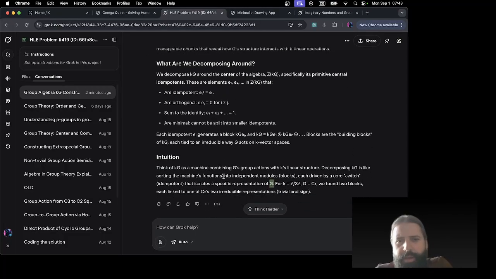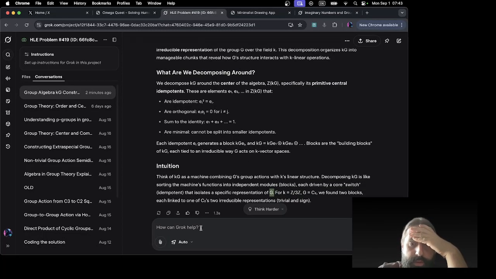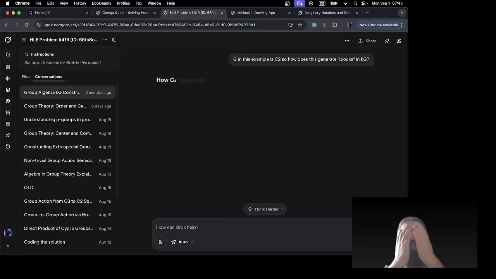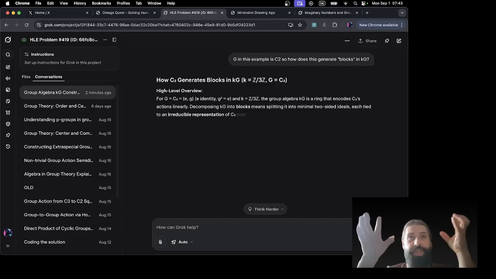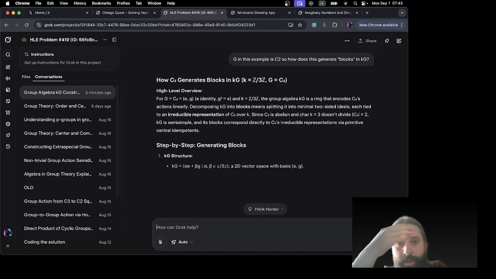This is where I get lost. So G in this case is C2. So how does this generate blocks in KG? Because it's something related to G being applied to K.